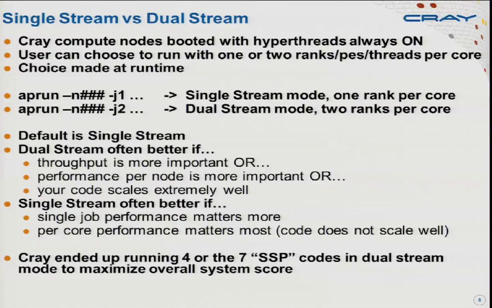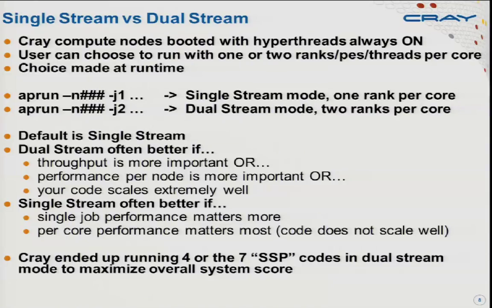Like I said, this choice is made at runtime. If you run in single stream mode, that's 1 rank per core. If you're just thinking a strict MPI only code, 1 rank per core. If you run with -J2, that's dual stream mode, or 2 ranks per core. The default is single stream. So if you don't say anything, it's single stream.